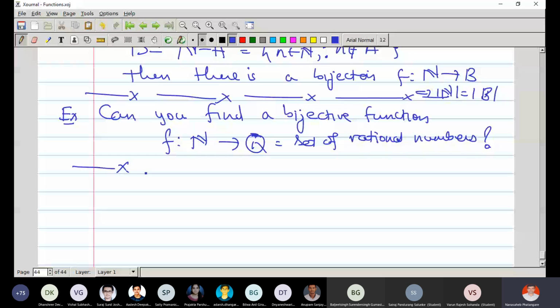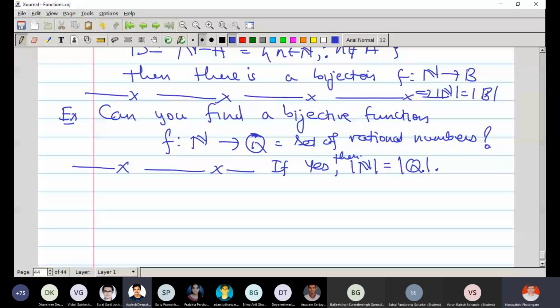If possible, then what can we declare? If the answer is yes, then we can say that the number of elements in N is the same as the number of elements in the rationals. This is a very interesting thing. How many rational numbers are there? If the answer is yes, then we'll declare that natural numbers and rational numbers are equal in amount. Right, that is interesting.